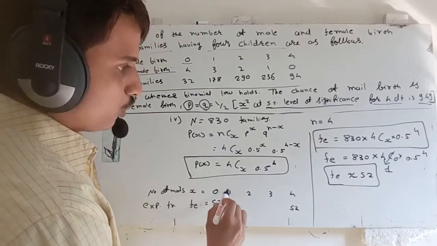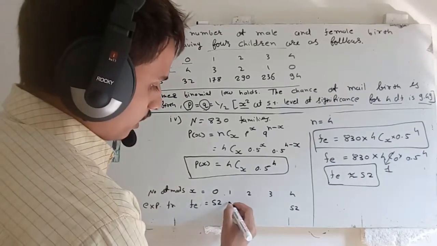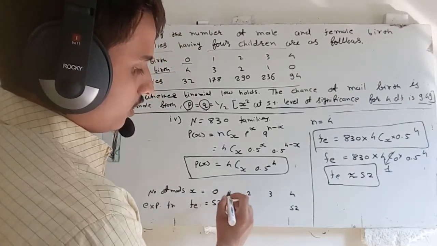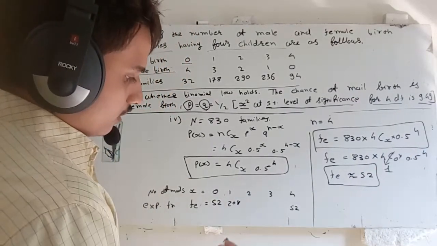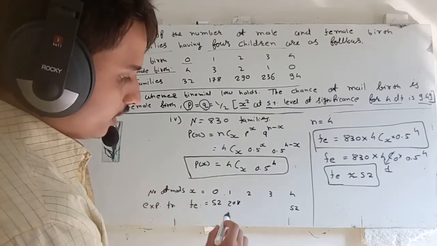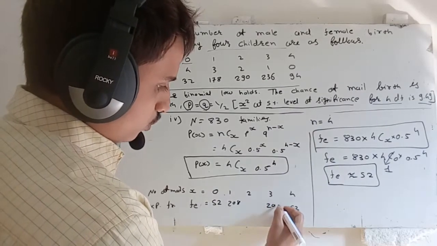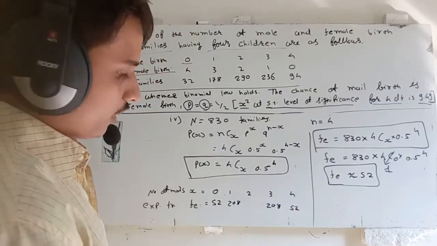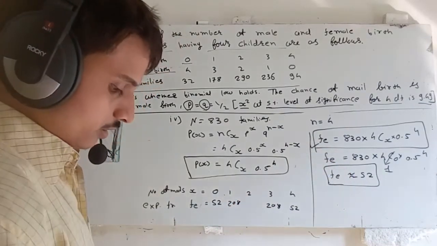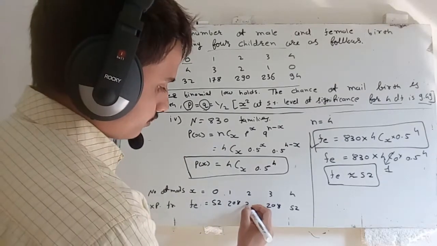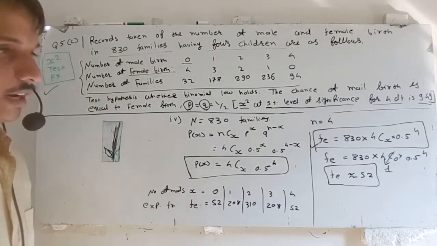Now if you put x is equal to 1 in this equation, you will get Fe is equal to 208. You just have to put x is equal to 1 in this equation. And as binomial distribution is symmetric for P is equal to Q, this is also 208. Now we will put x is equal to 2 in this equation, and you will get the value of Fe as 310. So this is our table of x and Fe.